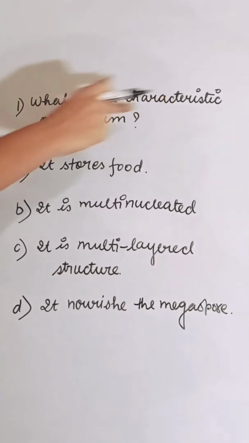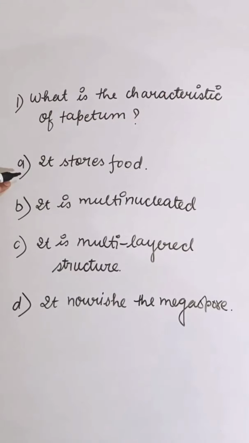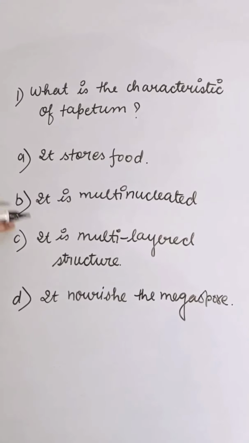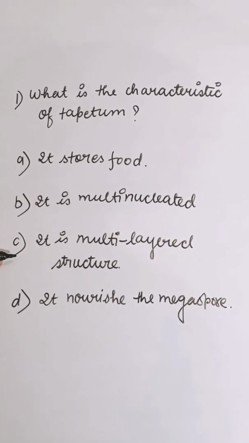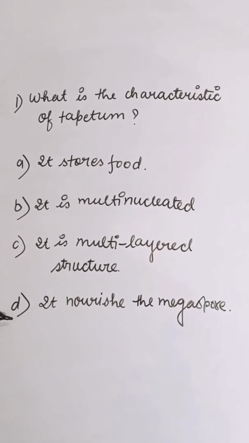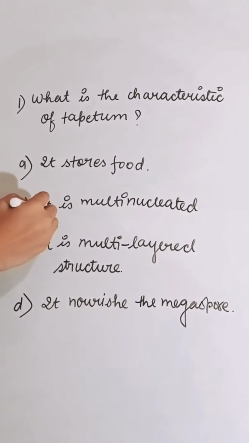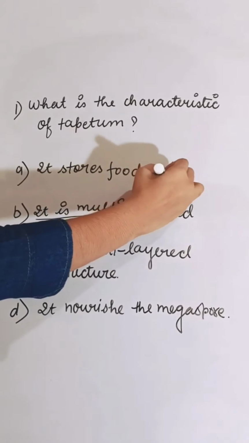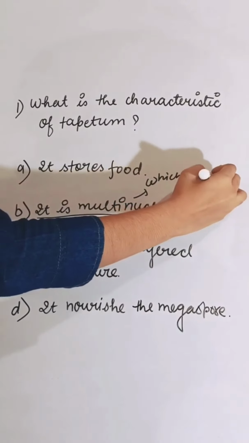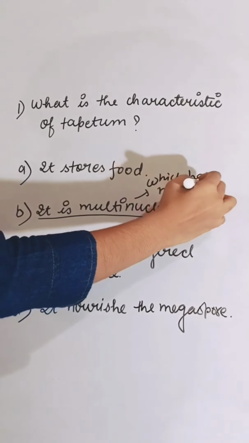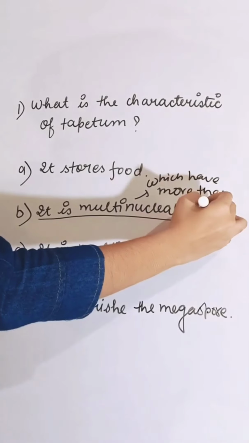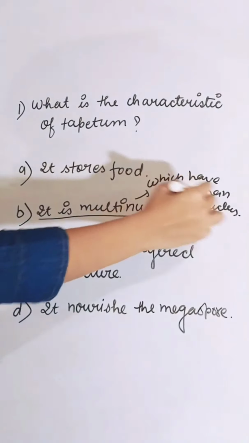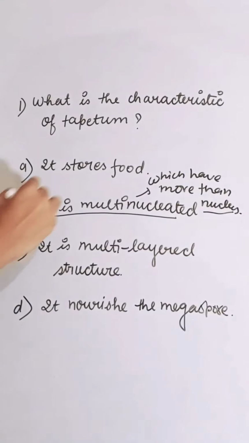What is the characteristic of tapetum? First is it stores food, second is it is multinucleated. Third is it is a multi-layered structure. Fourth is it nourishes the megaspore. Tapetum is multinucleated. Multinucleated means which have more than one nucleus, and tapetum has more than one nucleus. So correct answer is B.